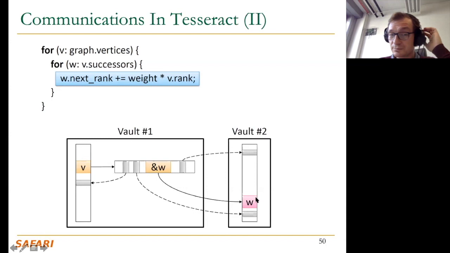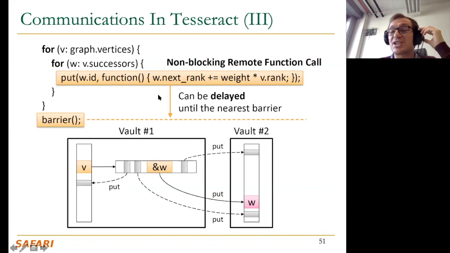So if you want to update the rank on a different vault, we basically send a message, a remote function call to the vault saying, vault, please execute this function. It's essentially the same thing over here translated into a remote function call. I'm not going to go through the details. You can read the paper, and you need support from the instruction set architecture for this.